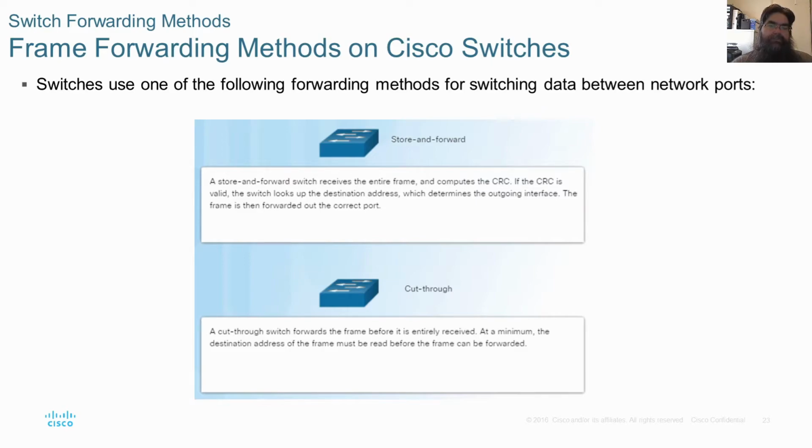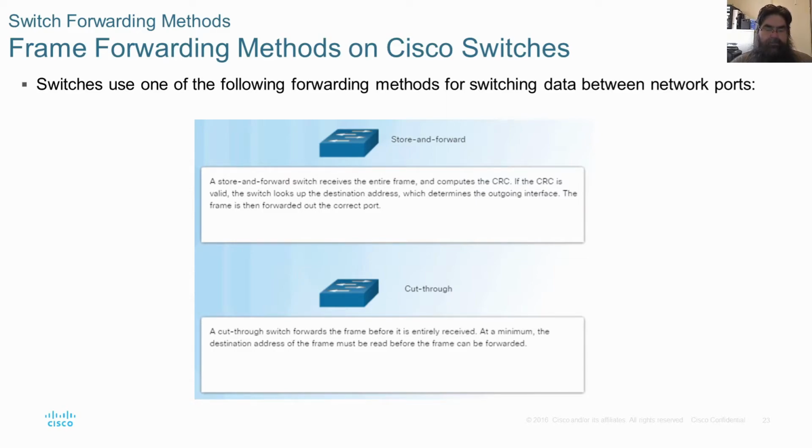Now, switches will forward information in two ways. They'll store and forward the frame, or they'll use a cut-through method. With store and forward, it waits until the entire frame arrives, does a CRC check on the frame to make sure all of it arrived, and then starts to forward it.